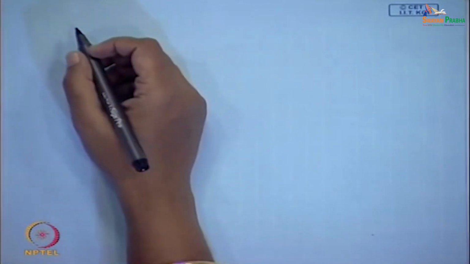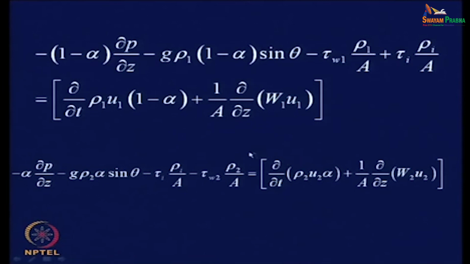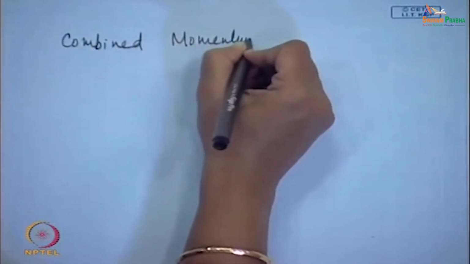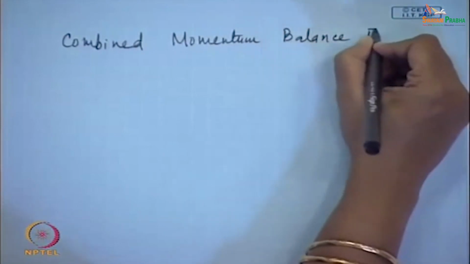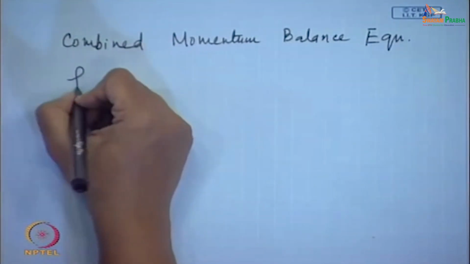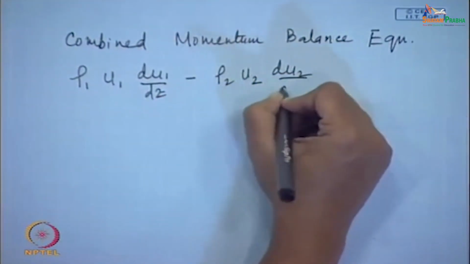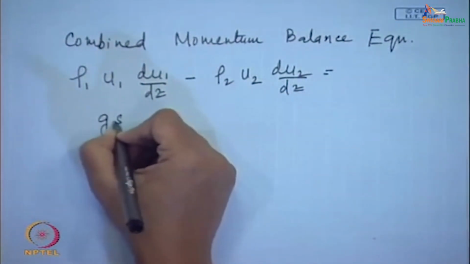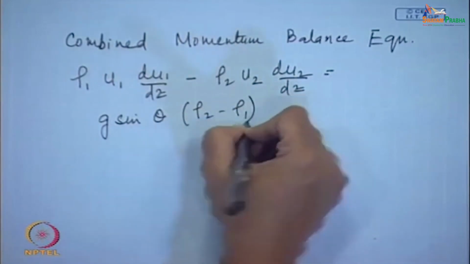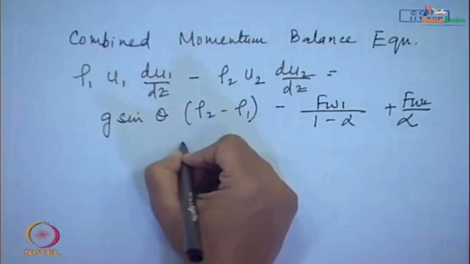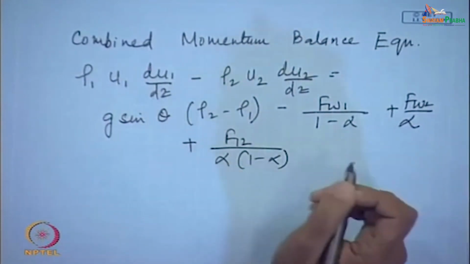The equation which I had got by dividing the first equation here by 1 minus alpha and dividing this by alpha and then subtracting the second equation from the first, we had got the combined momentum balance equation. By this particular process we had obtained the equation for du1 dz. You already have it, but for the recapitulation I will be doing it. This is equal to g sin theta (rho 2 minus rho 1) into 1 by (1 minus alpha), plus f w2 by alpha plus f12 by alpha into (1 minus alpha). This was one thing that we did.